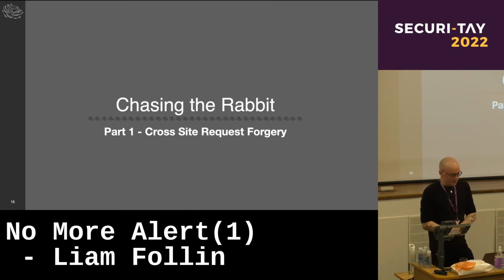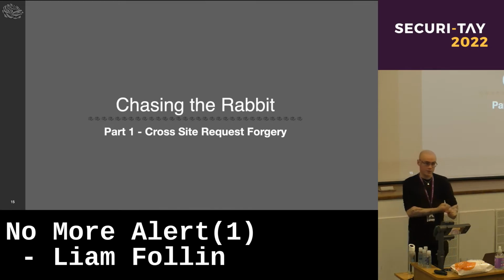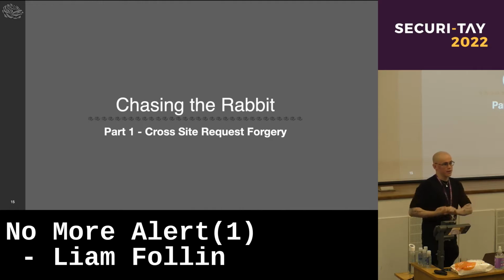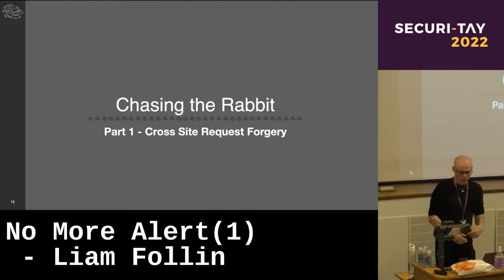Chasing the rabbit. Part 1 is cross-site request forgery, and we have a part 2 which is reflected cross-site scripting, and a part 3 which is breaking anti-automation controls, or rather automating attack chains.